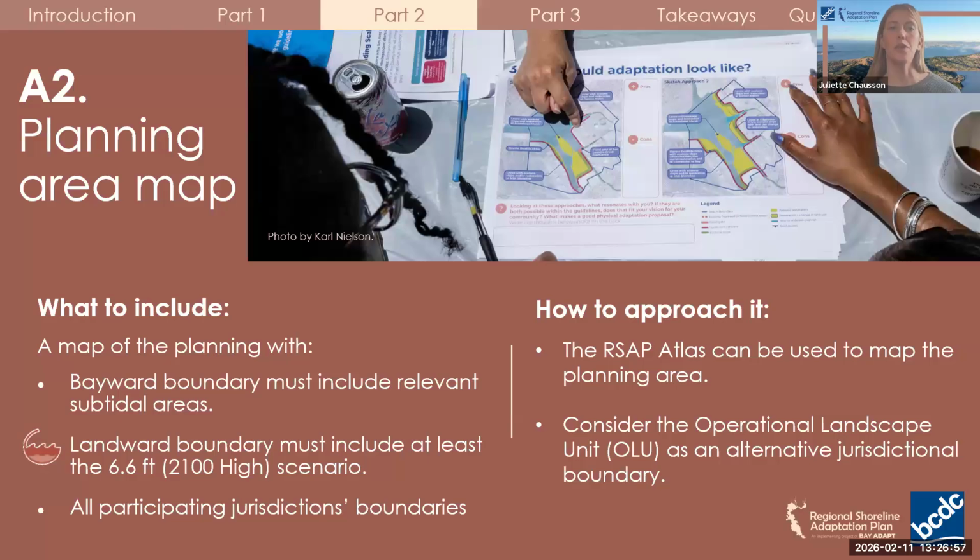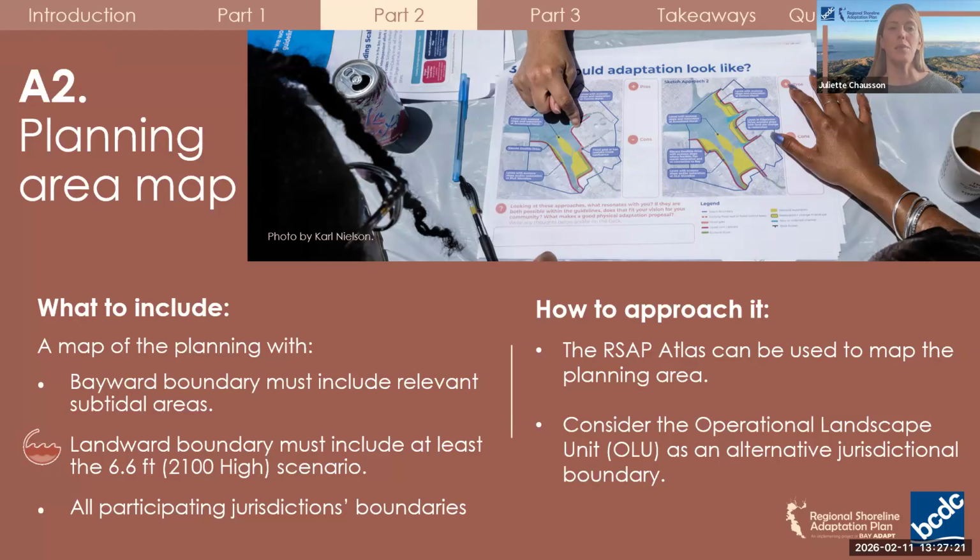Section A2 is where you would include a map of your planning area. Your map must extend bayward from the shoreline to include relevant subtidal areas, and landward from the shoreline to include the maximum coastal flood hazard area extent of the 2100 high scenario, which assumes 6.6 feet of sea level rise. And your map must also show all participating jurisdictions.